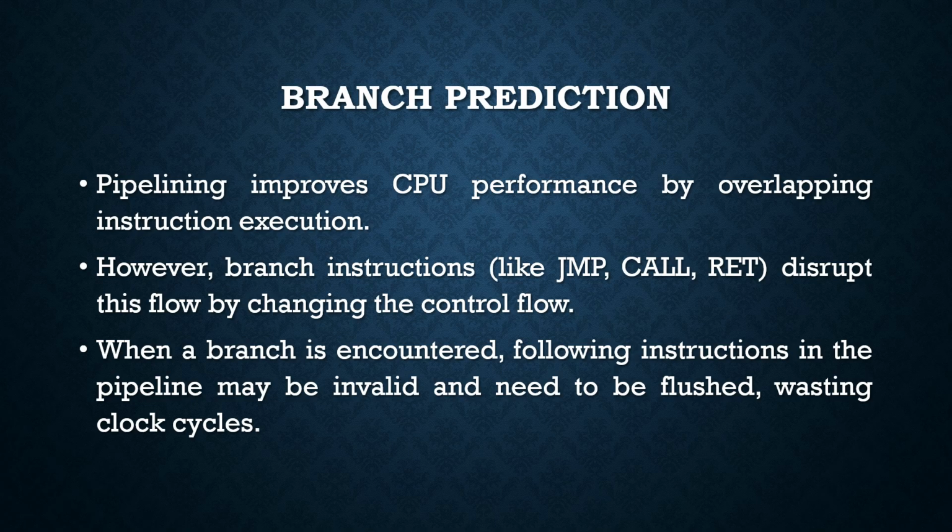Coming to the next topic, that is branch prediction. Pipelining improves CPU performance by overlapping instruction execution. That is what we explained in the previous slide, regarding instruction pipelining. However, there are branch instructions like jump, call, return. They can disrupt the flow of pipelining by changing the control flow. Whenever a branch is encountered, the following instructions in the pipeline may become invalid and need to be flushed, wasting clock cycles. That is one of the major drawbacks in the case of branch prediction.